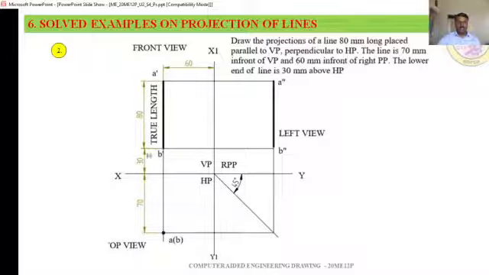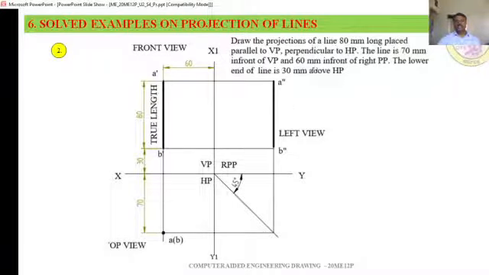A dash is visible, but B is behind it, invisible. So this line, in the top view, will look like a point. So show this A, B is invisible. Show it in brackets.